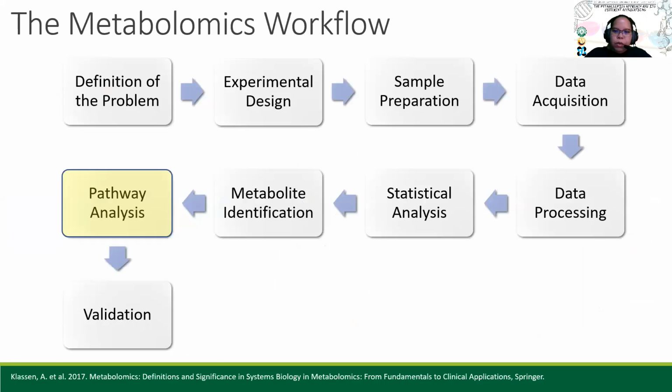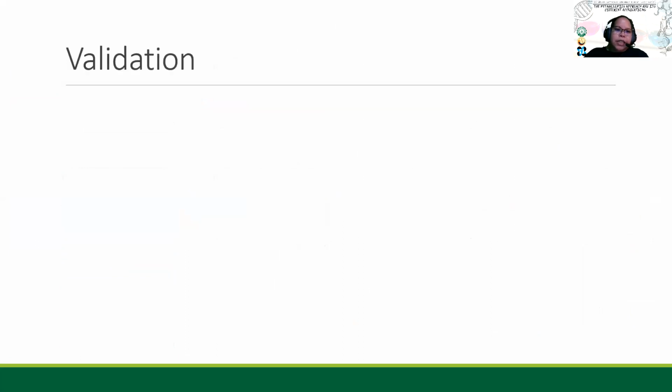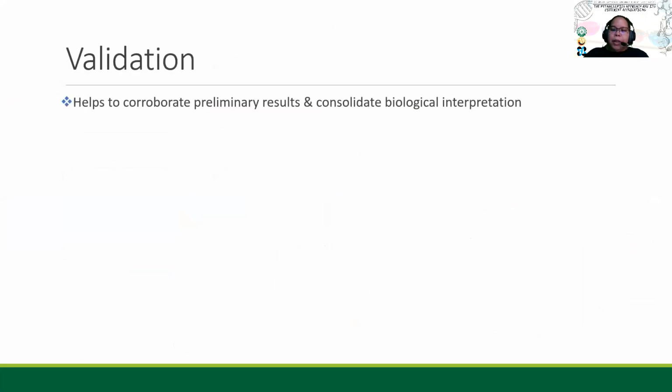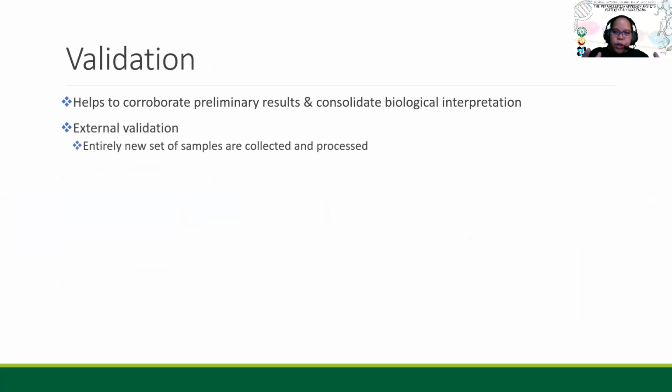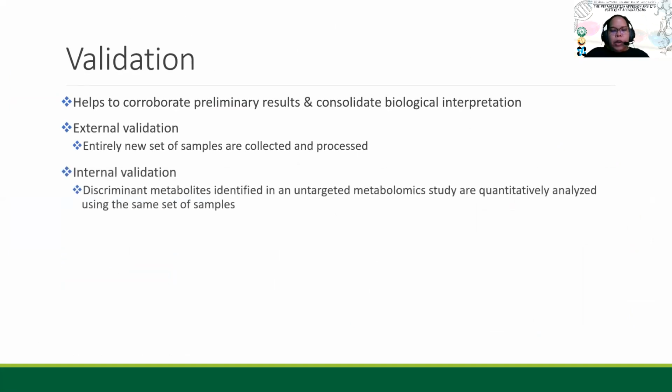Okay, so the last part of the metabolomics workflow is of course validation. It is good to have biological experimental validation of your studies. It helps to corroborate preliminary results and consolidate the biological interpretation of your studies. You can have external validation wherein you make use of an entirely new set of samples that are collected and processed, or you can also have internal validation wherein samples that are obtained from the same study can be subjected to targeted analysis.